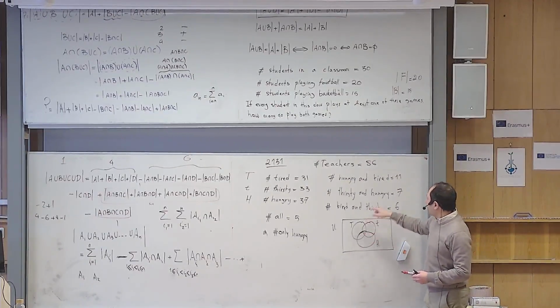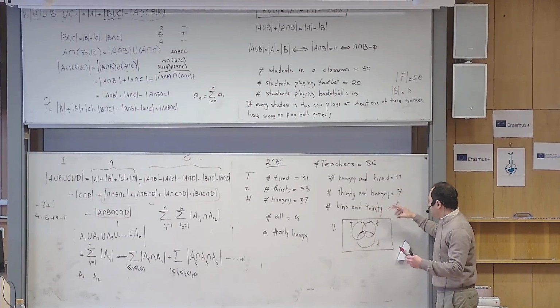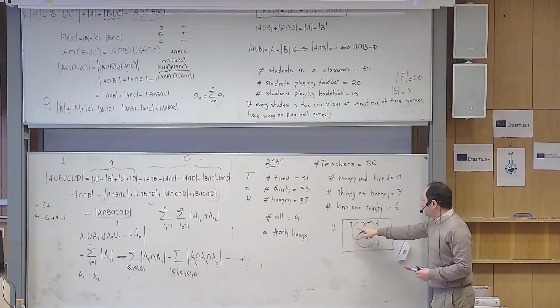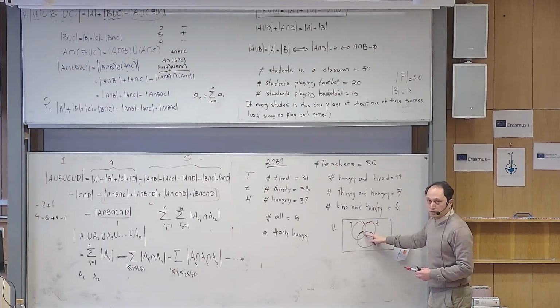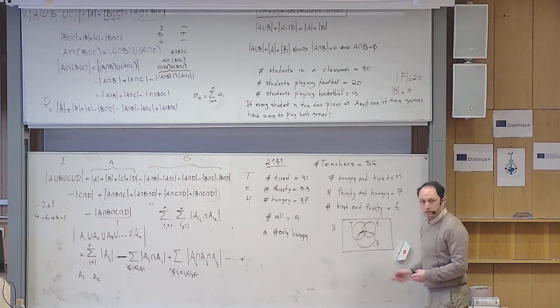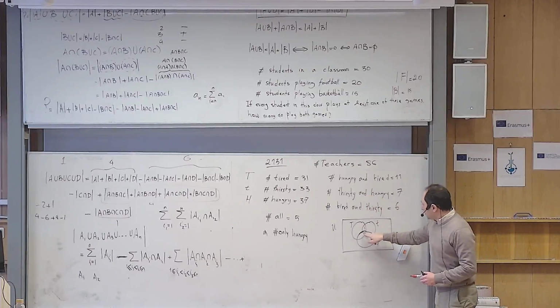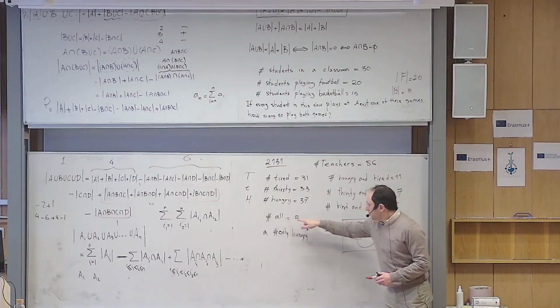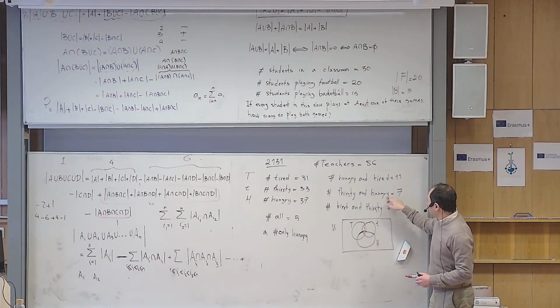Okay, and then I go back here. Tired and thirsty should be 6. This is tired and thirsty. This part should be 6. But 5 of them are already there. So what is left for this part? 1. Yes? Again, 5 is all of them. So when you say all, it means this is the intersection of all of them. This part is 5.